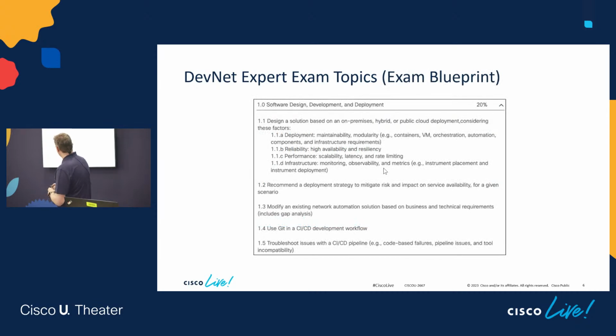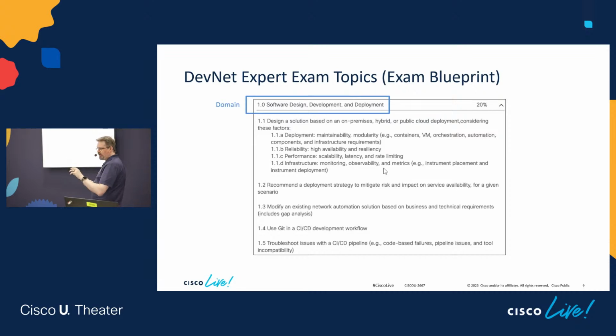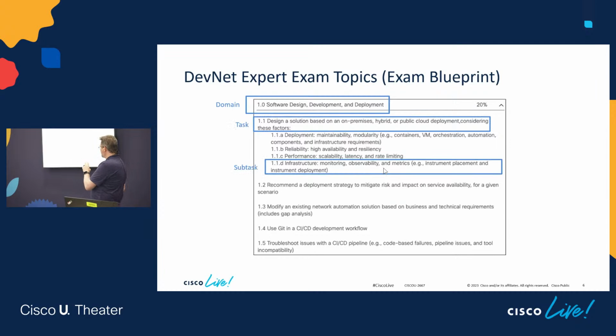So this is an example of a domain that we have in the DevNet Expert exam topics. And as you can see, we have a few parts in here. Like I said, you have the domain part, the task level, and a subtask level. So if you're studying, take into account that when we ask questions about domain 1.1, for example, we could ask you anything about the subtasks. So it could be a combination of the subtasks, but it could also be just one.